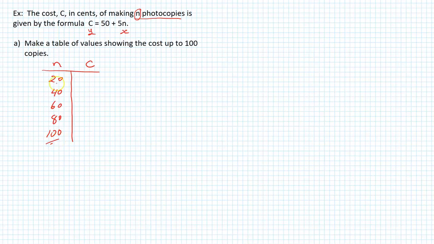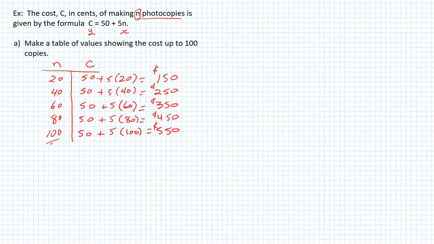So we're going to plug numbers in one at a time. So here it is, 50 plus 5 times 20. We're going to do the math and come up with a solution. We're going to do that for each one of these. So we're going to pause this video now, do the math and come back to it. Okay, so once you go through each one of these, you're going to get 150 cents, 250 cents, 350 cents, 450, and 550.